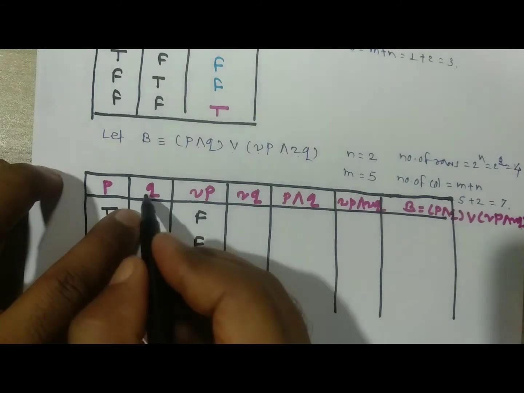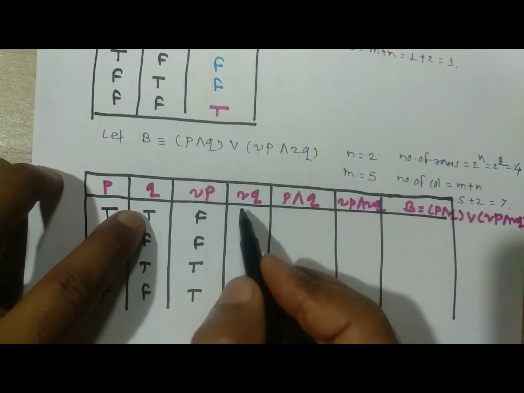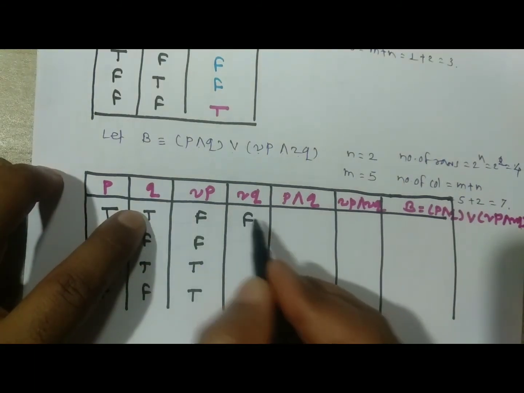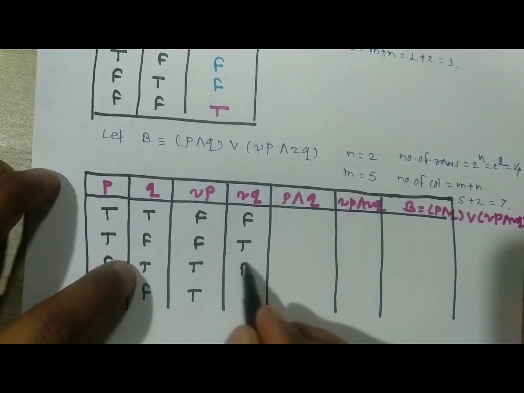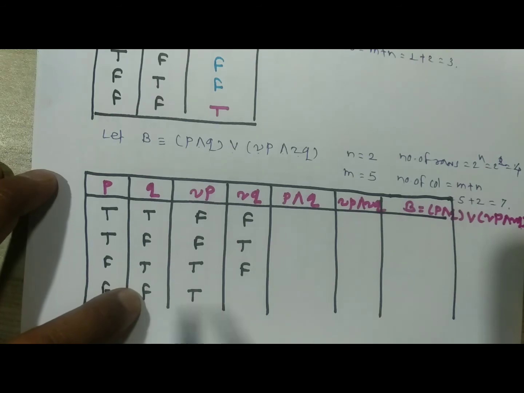Similarly, you can find out the negation of Q. Negation of Q is true. Here you will get false, false. Here you will get true, true. Then you will get false here, and false. Then it is true here.